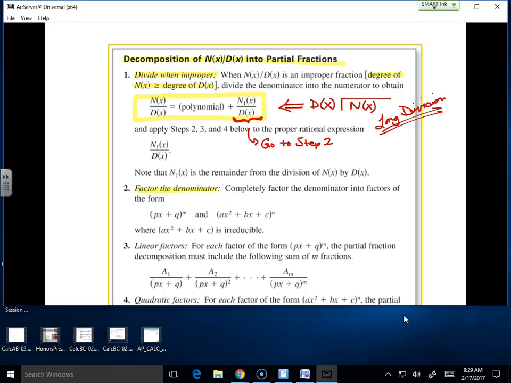So factor as much as is reasonable. I'll go ahead and highlight "completely." Completely means don't go to imaginary. Just go as far as you can while still keeping the numbers nice. Completely factor the denominator.